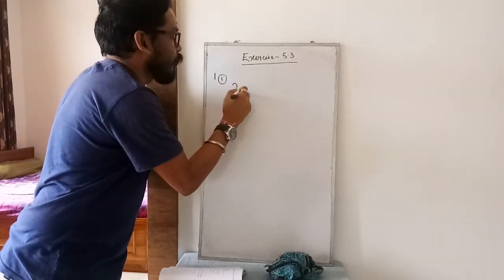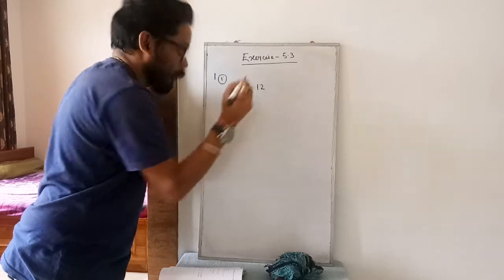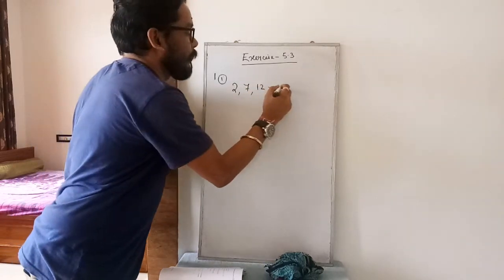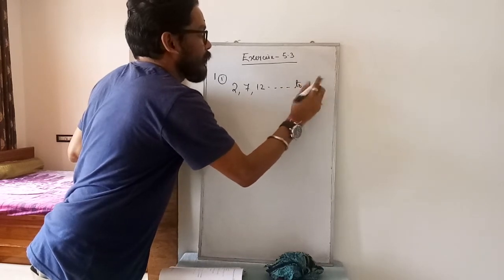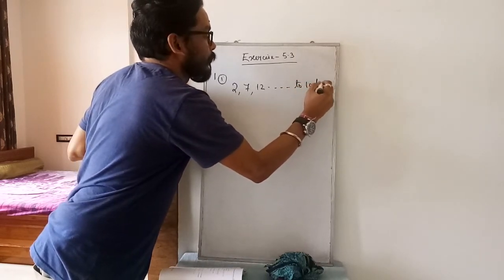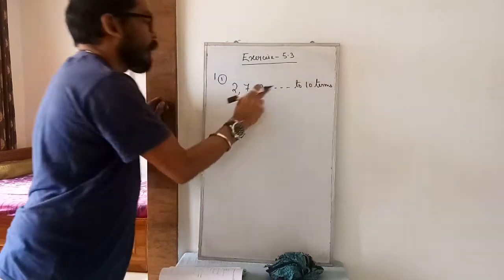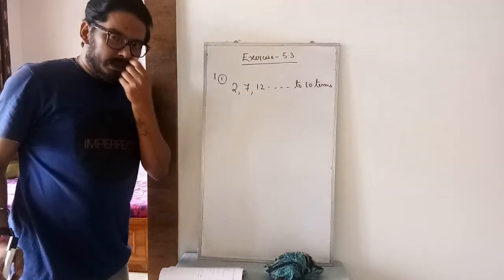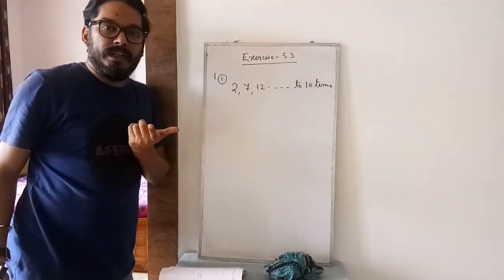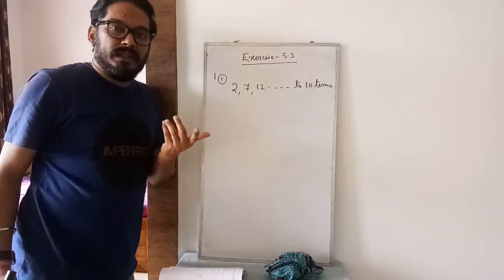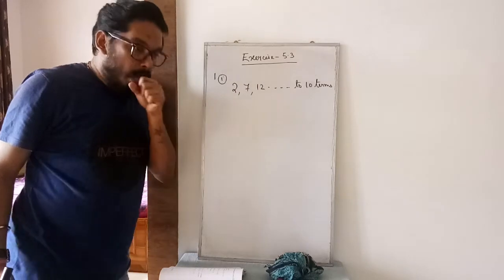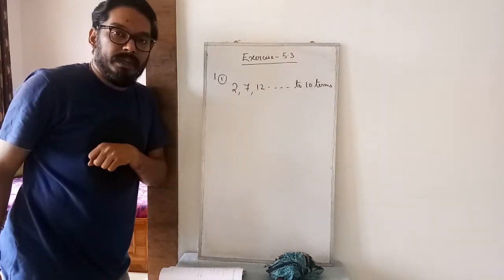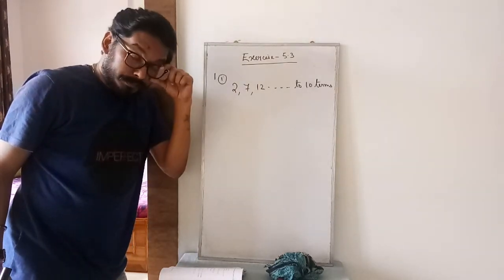So it is 2, 7, 12, up to 10 terms. This is an AP. They have mentioned here that it is an AP. You don't have to check whether it is an AP or not. Still, I am just saying it for the concept. 7 minus 2 is 5, 12 minus 7 is 5. The common difference is the same here, so it is an AP.